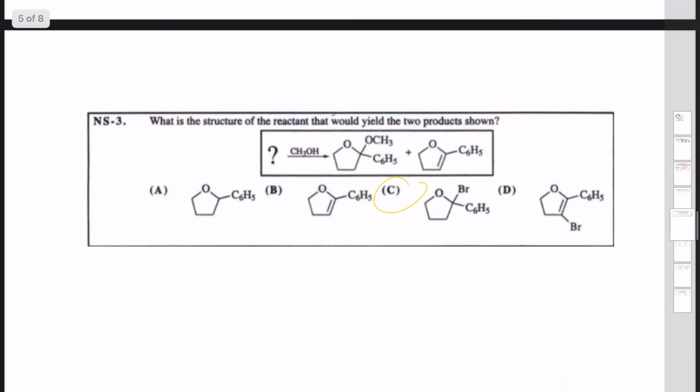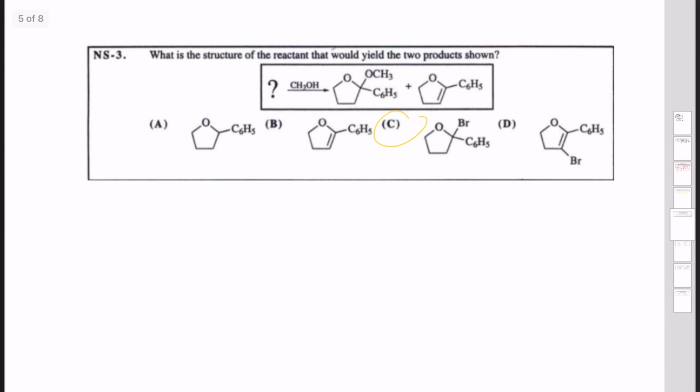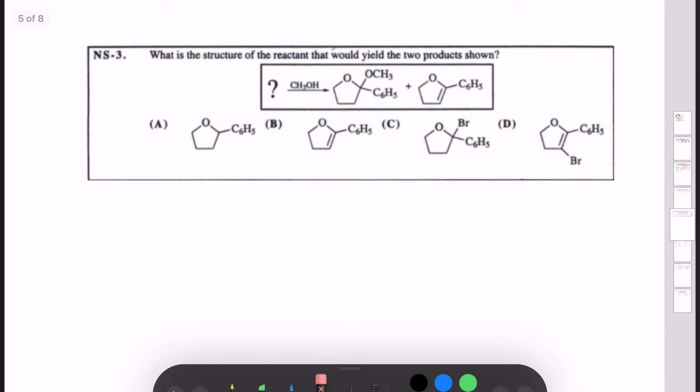For the next question, we are given the following products, and we are asked to determine the structure of the reactant that would allow us to get these two products. And the reagent that we have is methanol. So the question is, how do we work backwards to get to that point?